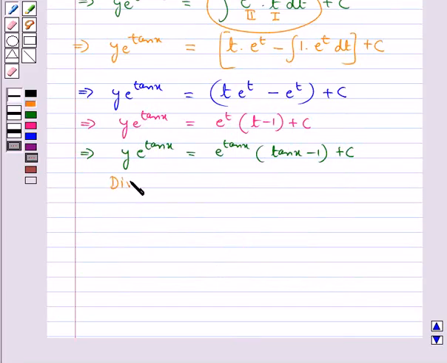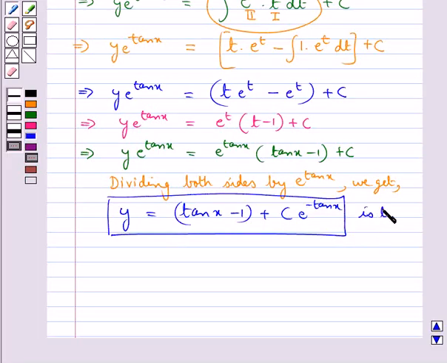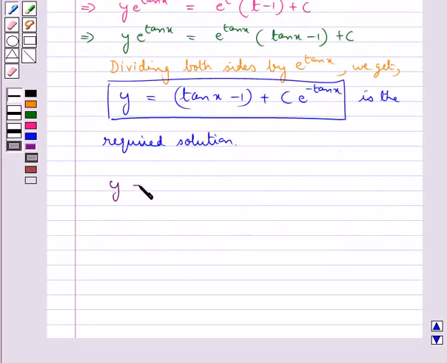Now, dividing both sides by e to the power tan x, we get y equal to tan x minus 1 plus c into e to the power minus tan x. So this is the required solution. Hence, our final answer is y is equal to tan x minus 1 plus c into e to the power minus tan x.